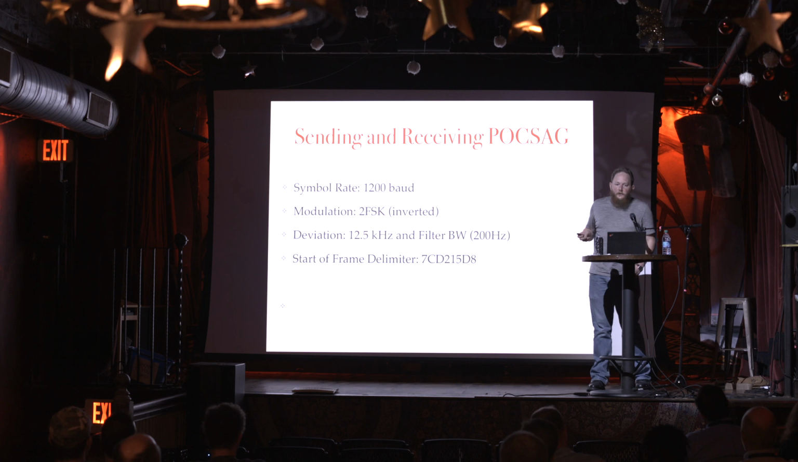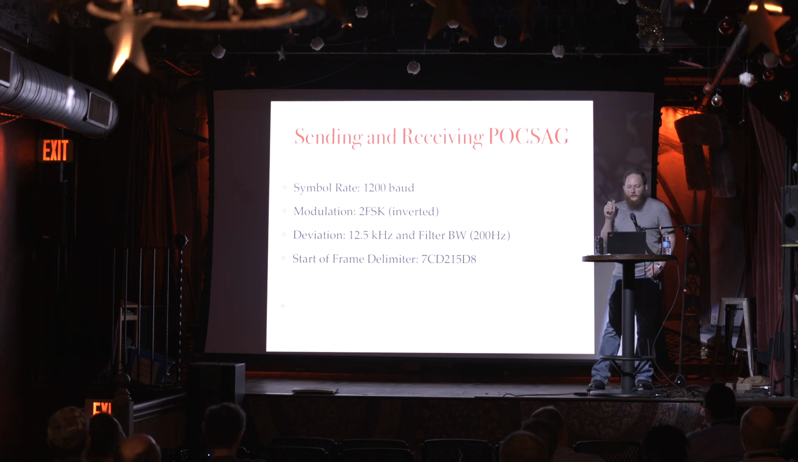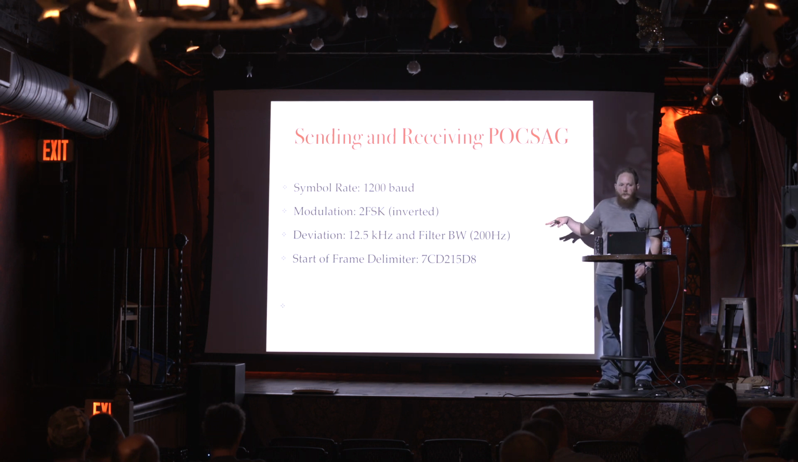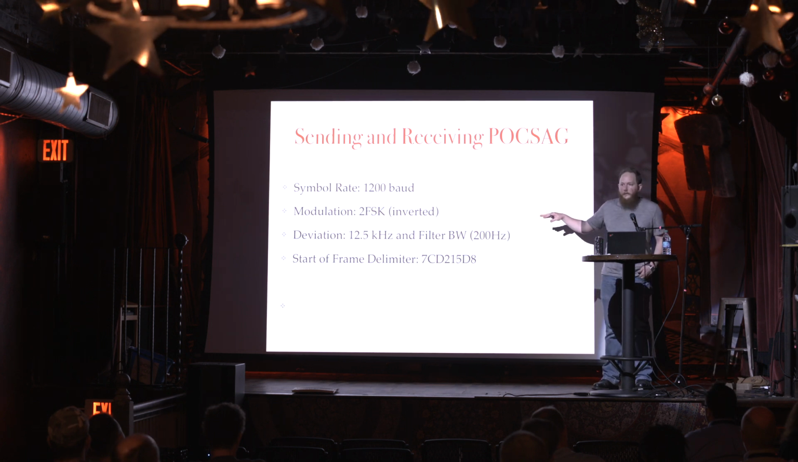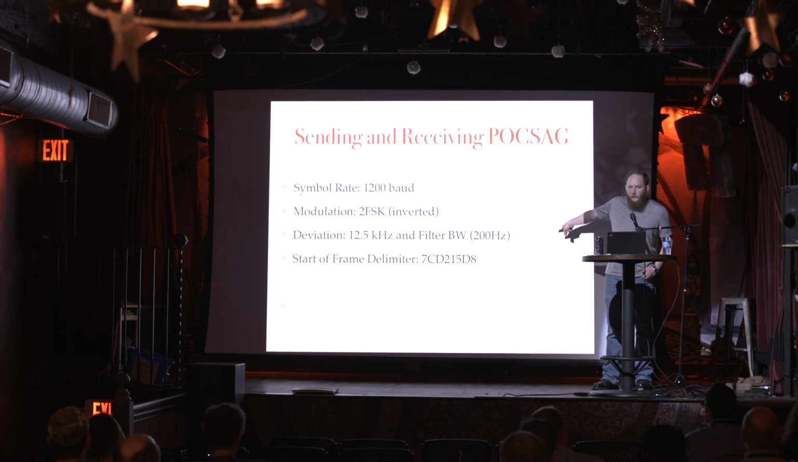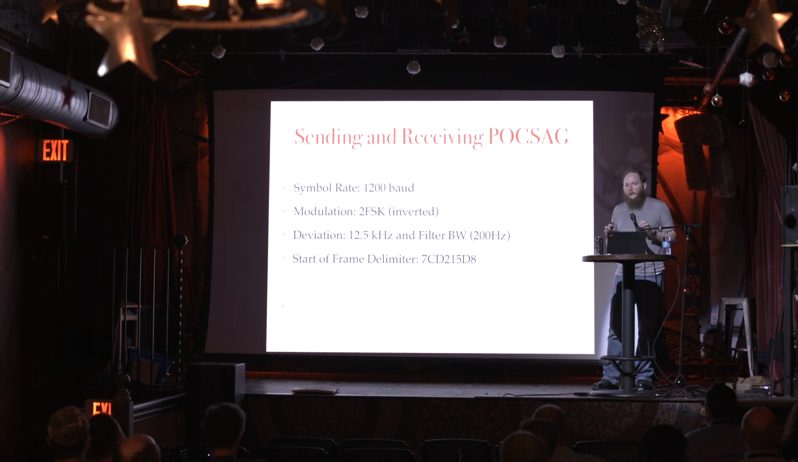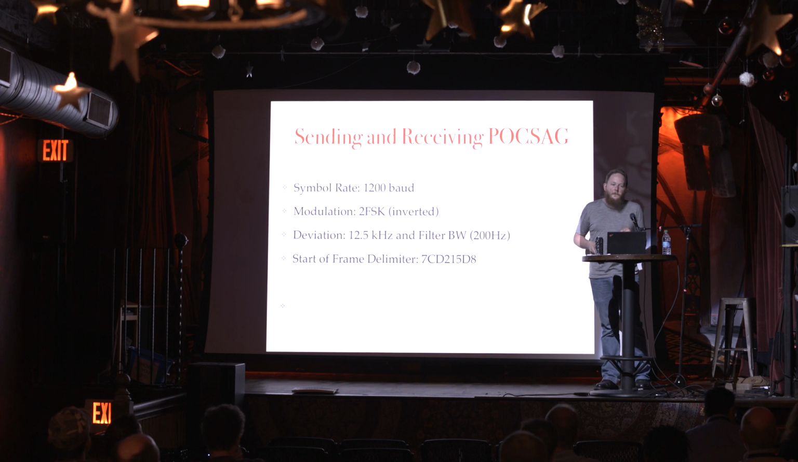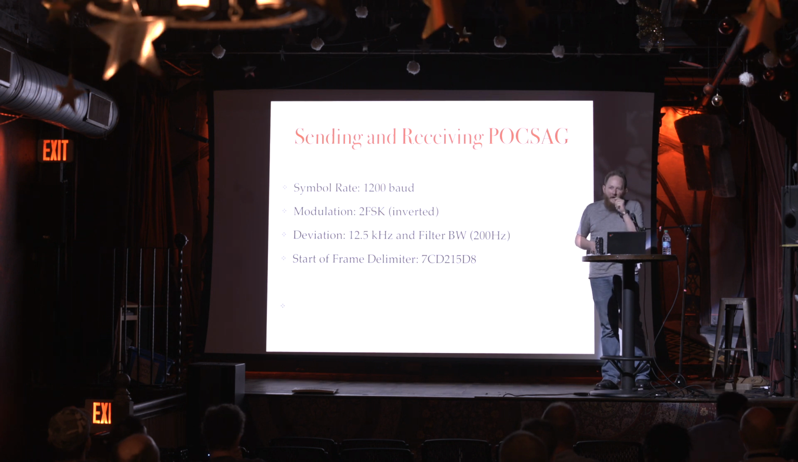And the starter frame delimiter is described: 7C, D2, 15, D8. As far as the receiver is concerned, everything that comes in on that channel is garbage and background noise until it sees those 32 bits, and that's when it knows to begin measuring the symbols, reading the packet. And then we get to the real-world complications where all of this is ever so slightly wrong.